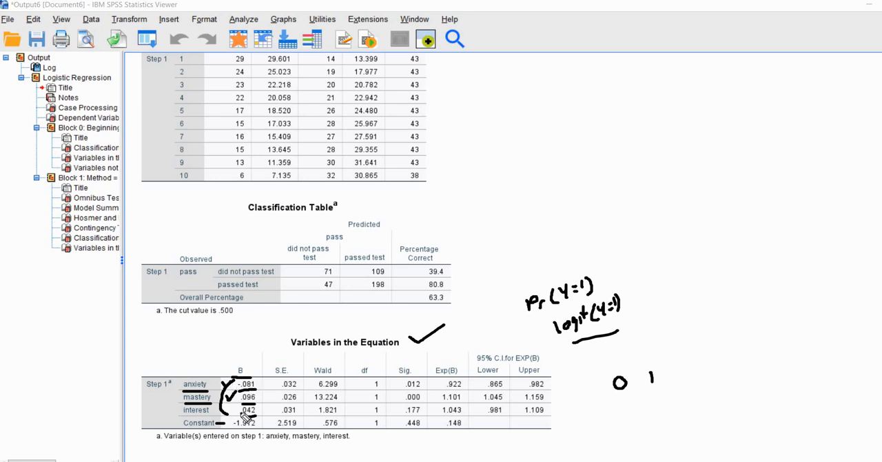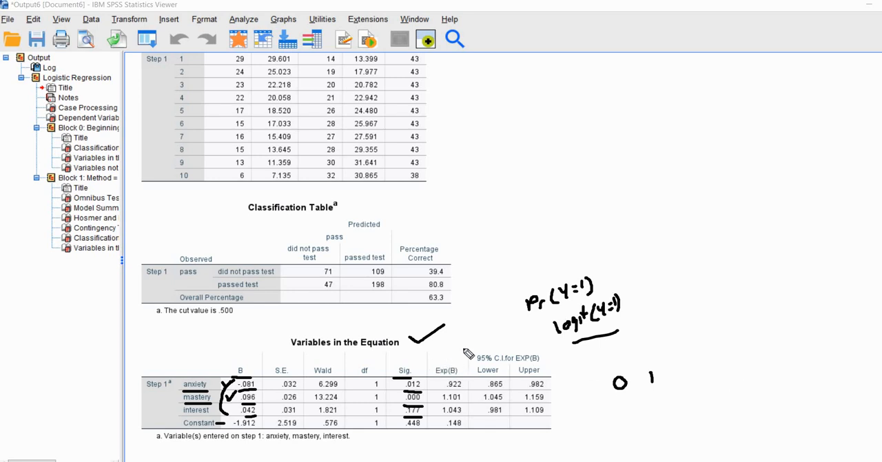So that's the simplest way to talk about it, because as you can see, it becomes very cumbersome when you're talking about logits. And again, I will defer to the PowerPoint for a much more extensive discussion. We can test each of the regression coefficients for statistical significance. So you can see right here we have our SIG column. You can see that anxiety was a significant predictor within the model. You can see that mastery goals was a significant predictor. However, the interest variable was not a significant predictor in the model.